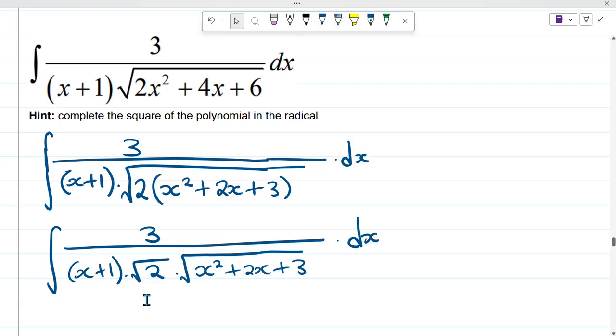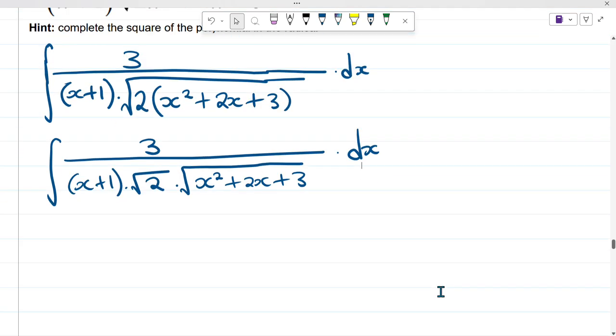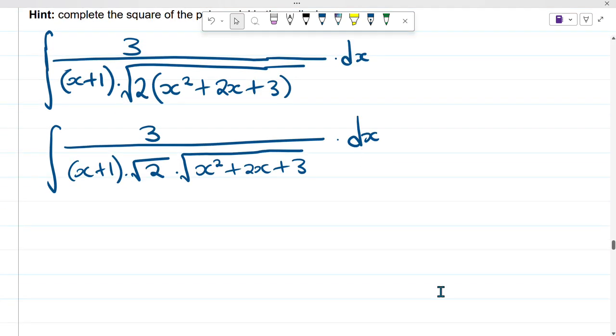So what's going to happen now, I'm only going to complete the square inside this radical sign, because now I have a perfect square. I have 1x squared. So this is a perfect square. 1x squared is a perfect square, I mean.